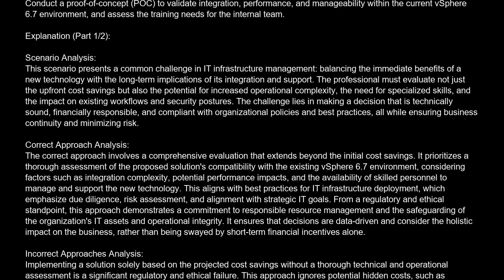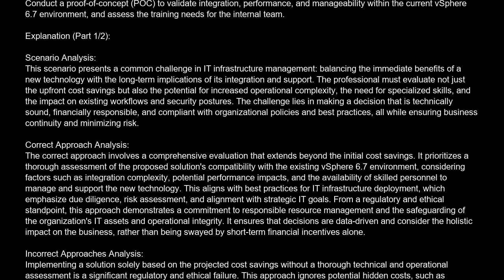It prioritizes a thorough assessment of the proposed solution's compatibility with the existing vSphere 6.7 environment, considering factors such as integration complexity, potential performance impacts, and the availability of skilled personnel to manage and support the new technology. This aligns with best practices for IT infrastructure deployment, which emphasize due diligence, risk assessment, and alignment with strategic IT goals. From a regulatory and ethical standpoint, this approach demonstrates a commitment to responsible resource management and the safeguarding of the organization's IT assets and operational integrity.